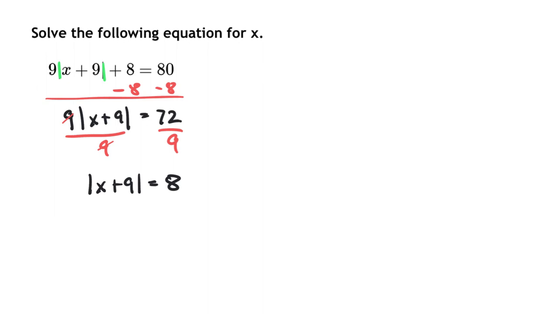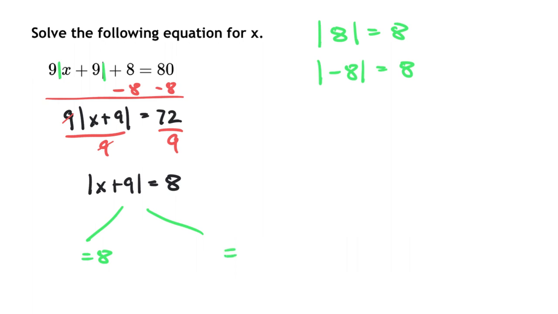And where we go from here is that you actually have to turn this into two separate equations. What we must remember is that the absolute value of 8, of course, is equal to 8, but the absolute value of negative 8 is also equal to 8. So there's two possible answers for this, and so we break it up into two separate steps. You say that x plus 9 could either equal 8 or that x plus 9 could equal a negative 8, whatever is inside is equal to those two values. So that's how we get two answers out of this.